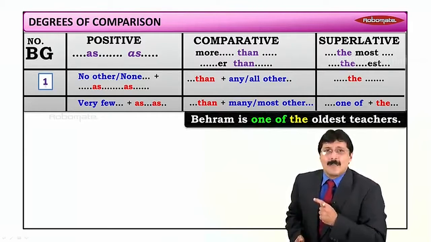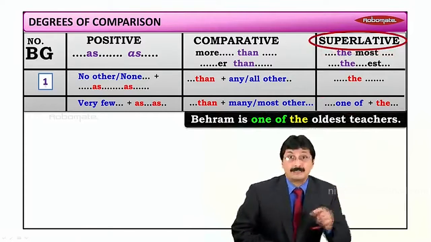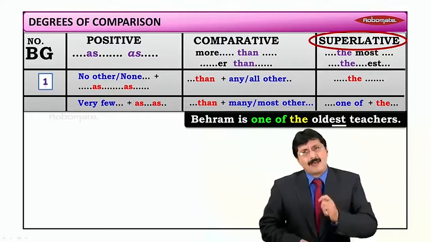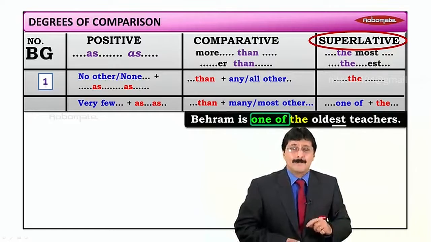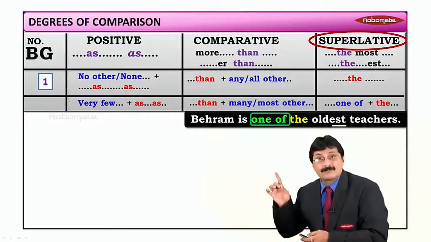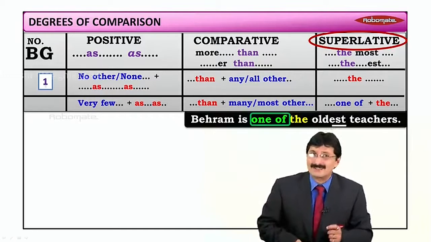Let's take another sentence. Behram is one of the oldest teachers. Is this superlative? Yes, it is. Why? EST. Now, if I ask you, what is the difference between this superlative and the other one that we had seen, Behram is the oldest teacher? The difference is the words one of, right?